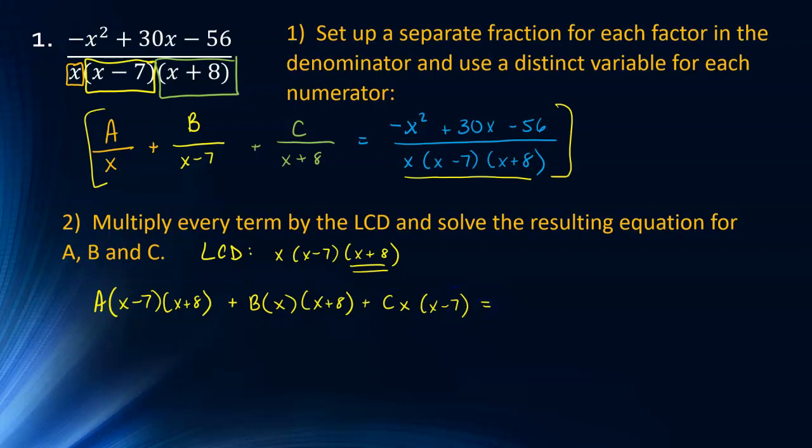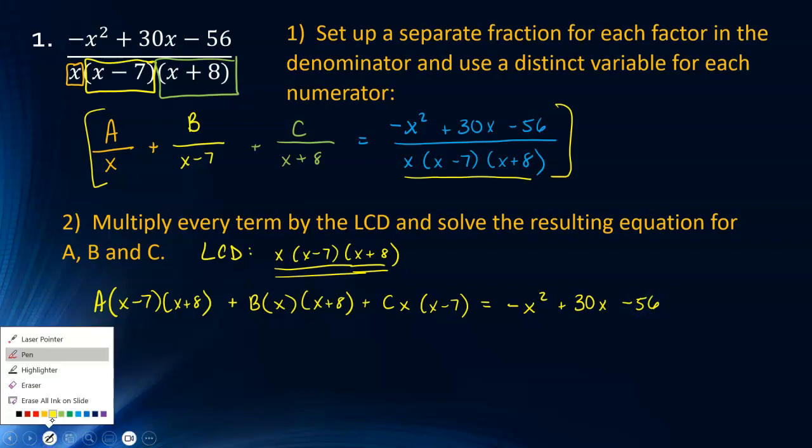And remember, we multiply everything, including the right side. When we multiply that times our least common denominator, they have all three in common, so they cancel out. All we're left with on the right side is negative x squared plus 30x minus 56.